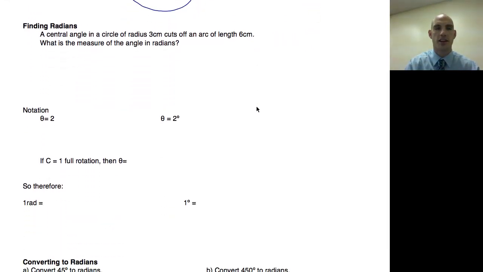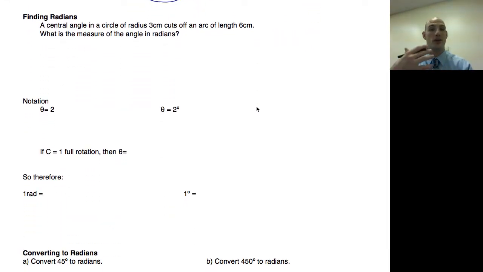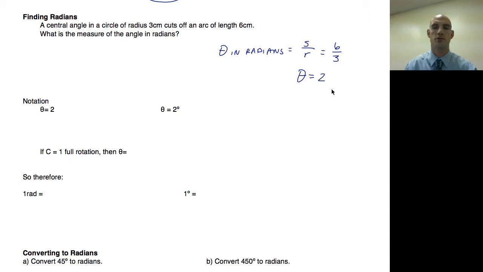So when I ask you a question like this, a central angle in a circle has a radius of 3 centimeters and cuts off an arc length of 6 centimeters. We know that theta in radians is equal to arc length over radius, which is 6 over 3. So theta equals 2. And we can label it radians.